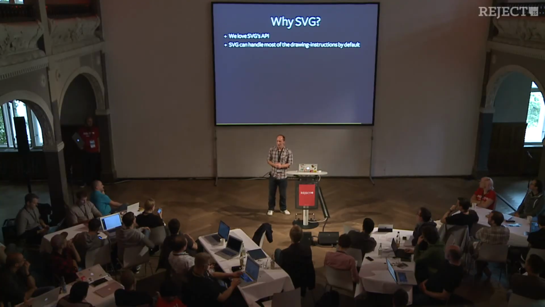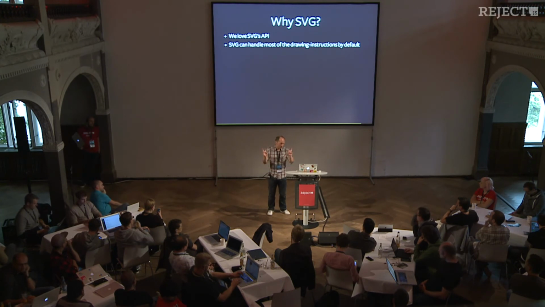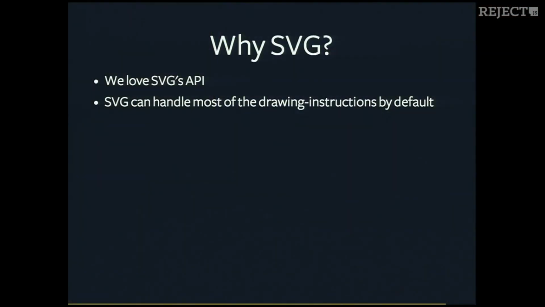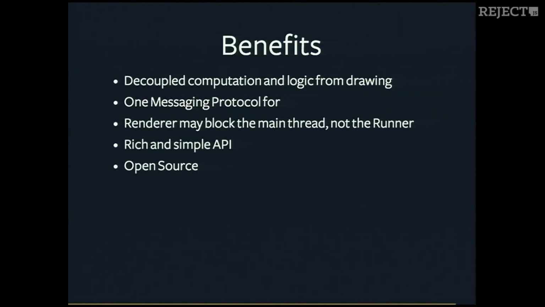Why SVG? Okay, we love the SVG API. It's so rich. That's why there are so many bugs in the implementation, I think. It's just too rich. But it has all the API we need to be able to transform the Flash instructions to HTML5 instructions. That's the thing about the SVG renderer. We used it before, and we really like it.